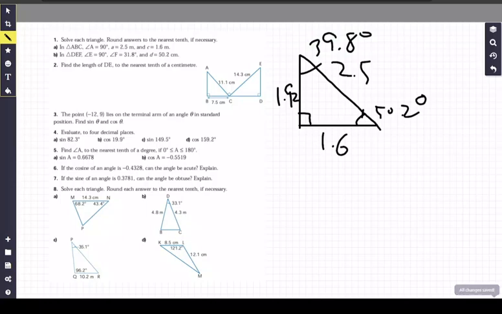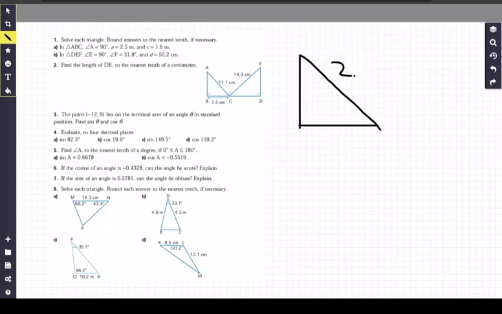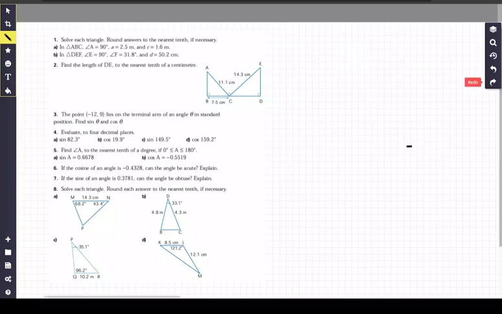So the triangle. I'm actually not going to do the second one because this is super easy. You should be able to do that on your own. I'm going to move on so we can have some time to do the hard stuff.